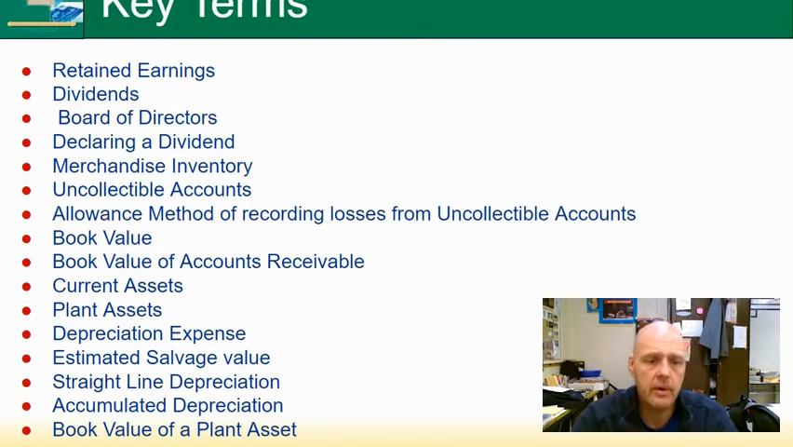We have a boatload of key terms. Retained earnings, dividends, board of directors, declaring a dividend, this thing called merchandise inventory, uncollectible accounts, allowance method for recording losses on uncollectible accounts, this thing called book value of accounts receivables, current versus plant assets, depreciation expense, estimated salvage value, straight line depreciation, accumulated depreciation, and book value of plant assets. So we got a lot going on. This chapter will take a couple weeks.